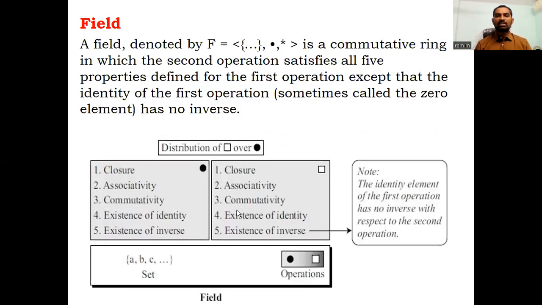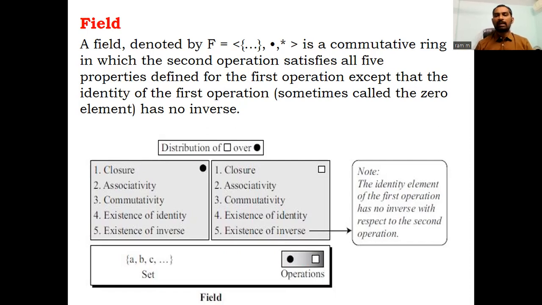Now the next thing is field. So a field, denoted by F, is equal to a set with two binary operations dot comma star, is a commutative ring in which the second operation satisfies all 5 properties defined for the first operation, except that the identity of the first operation has no inverse. Okay. This is what we call a field.